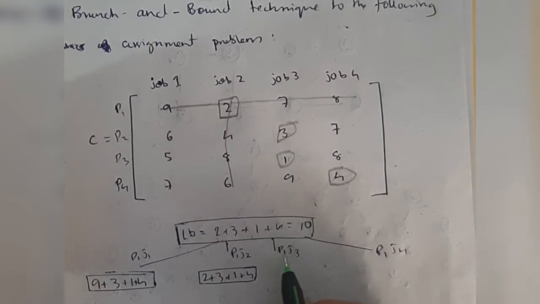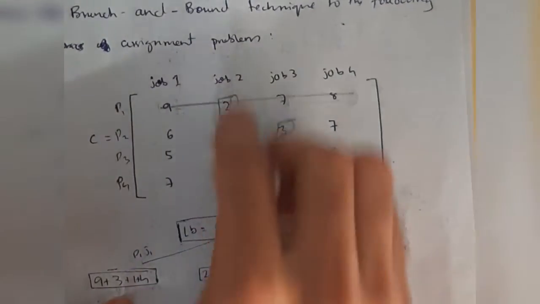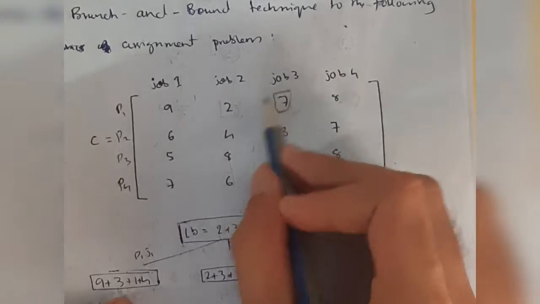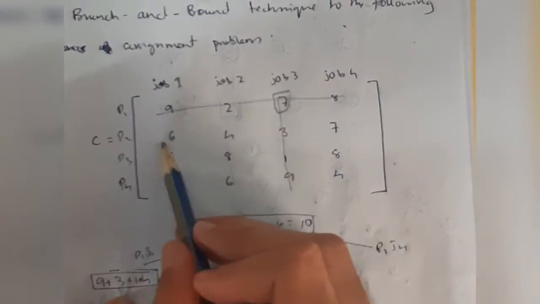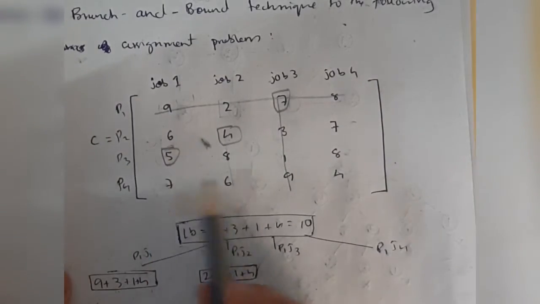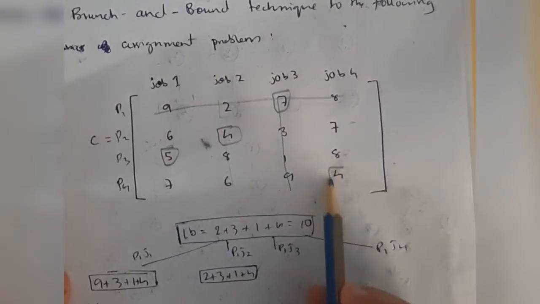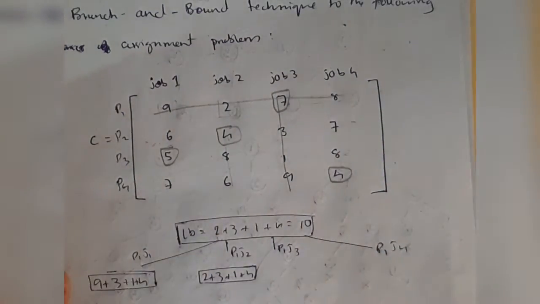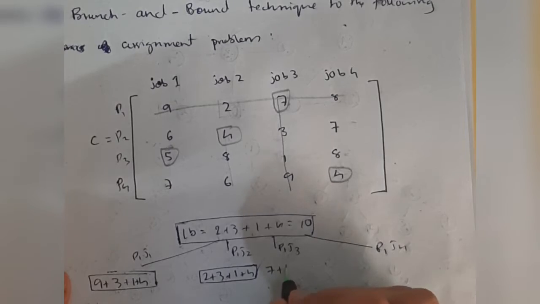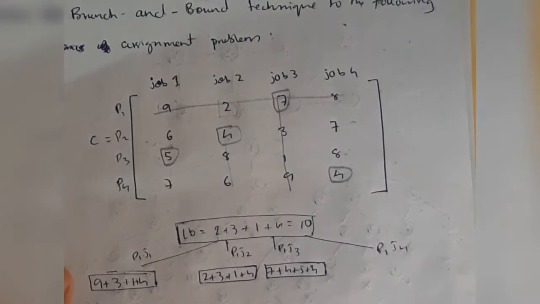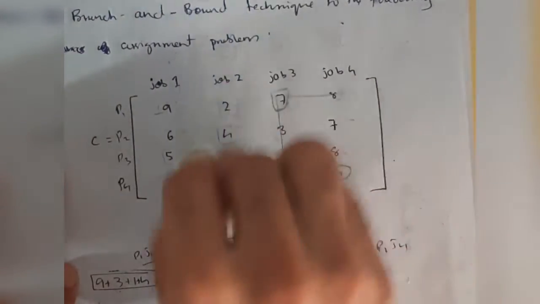Then third one, assigning job 3 to person 1. So when we assign job 3 to person 1, cut out the row and the column. 4, 6, 4, or 7, 4, 5 or 8, 5, 7, 6, or 4, 4. 7 plus 4 plus 5 plus 4. Then P1 J4, person 1 is given job 4.